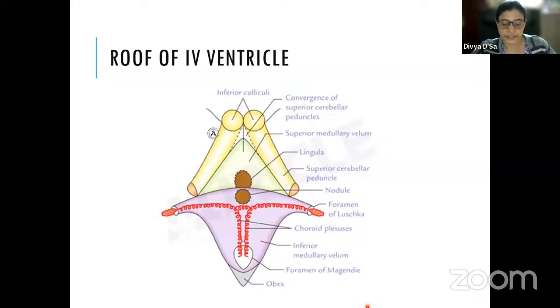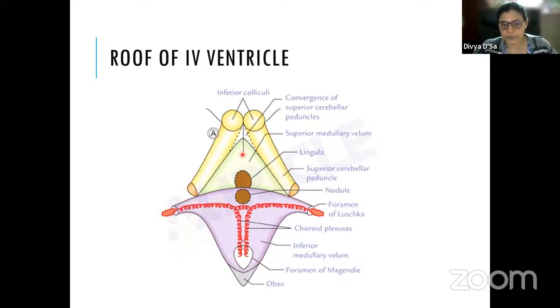I will show you again in another picture. This picture is for the roof of the fourth ventricle. If you see, it is tent shaped, and it has an upper and lower sloping surface. The apex of the tongue extends posteriorly into the white core of the cerebellum. It extends a little bit into the white core of the cerebellum.